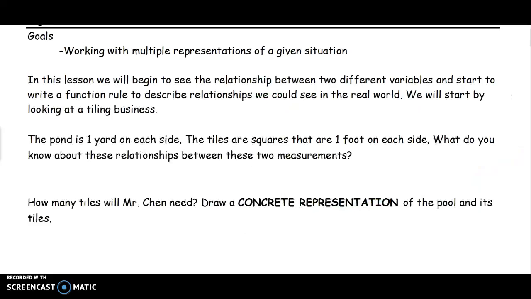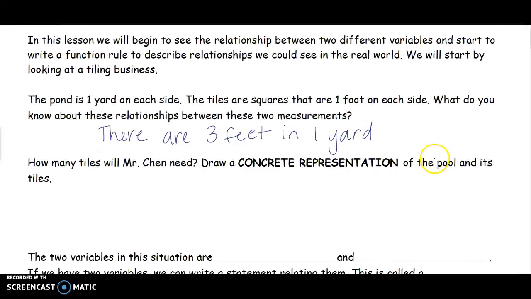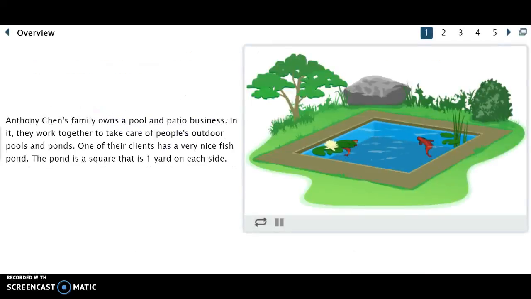The relationship between the square, or the pond, which is 1 yard, and the tiles that you're going to use to create a border around it is that each side of the pond is 1 yard, and each of the squares is 1 foot. The relationship between these two measurements is that there are 3 feet in 1 yard. So we're going to figure out how many tiles Mr. Chen needs to tile this square pool.